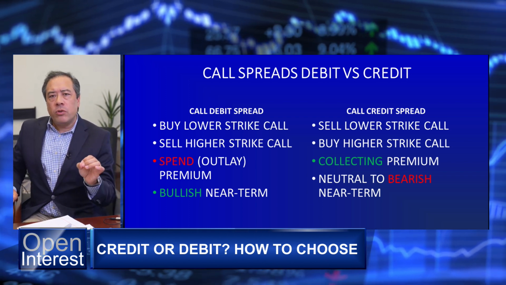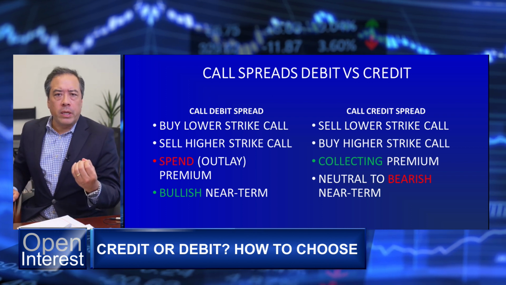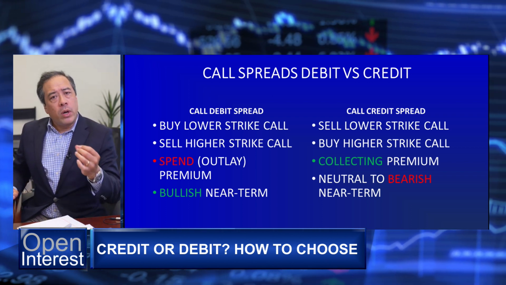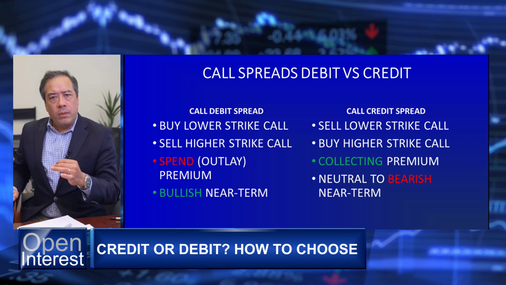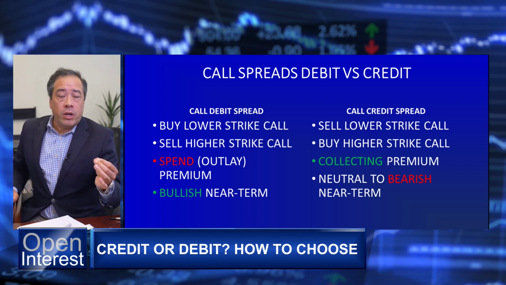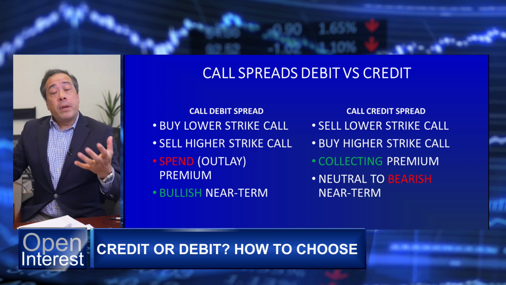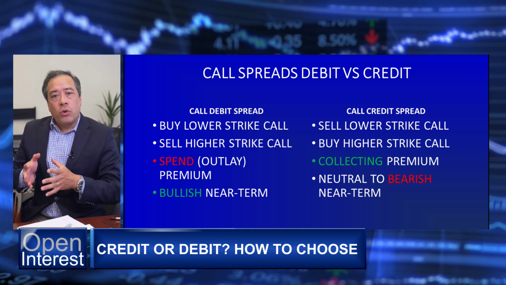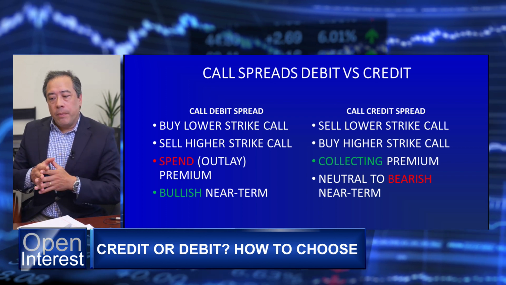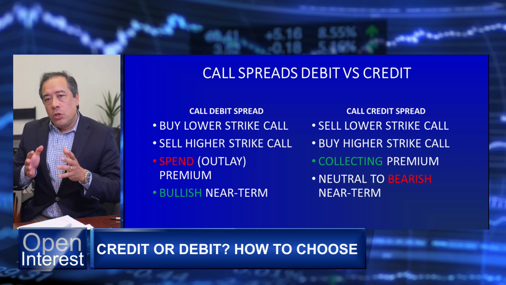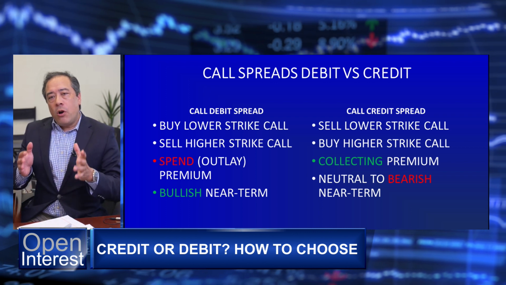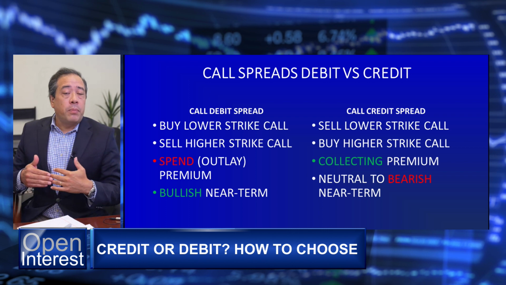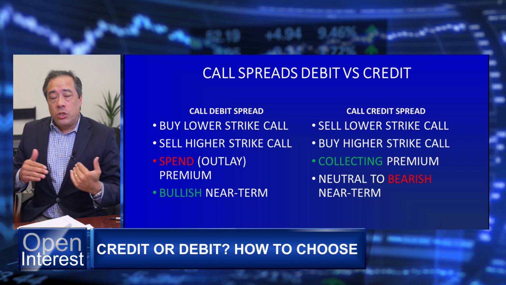And let's contrast that with a call credit spread. So in the call credit spread, you're going to do the exact opposite. You're going to sell the lower strike call. You're going to buy the higher strike call. You're going to end up collecting premium. And this trade is neutral to bearish in the near term. Now, it's neutral because if the call credit spread is sold out of the money, you can collect all of that premium even if the stock just goes sideways.